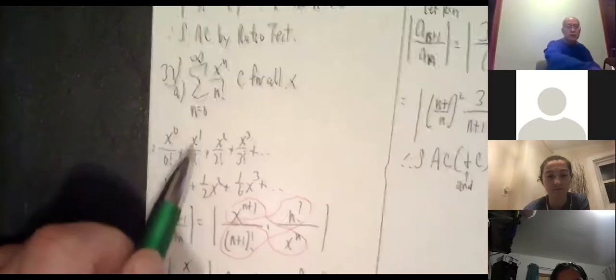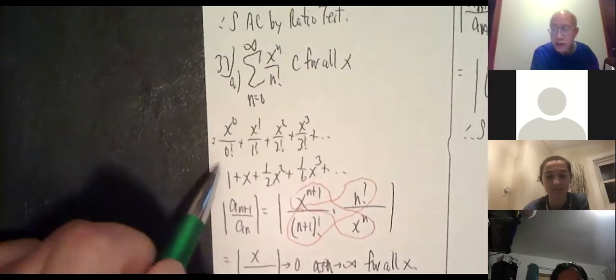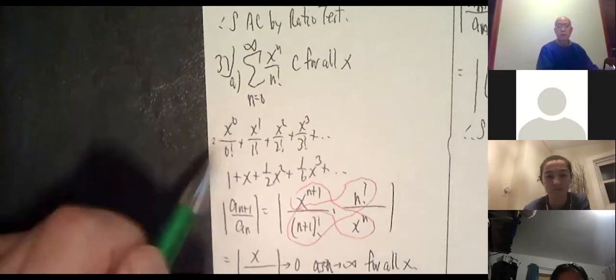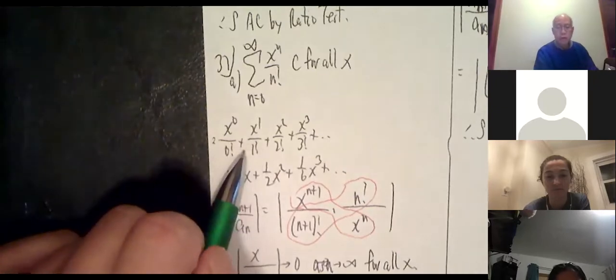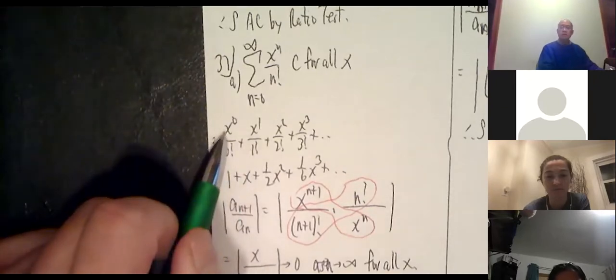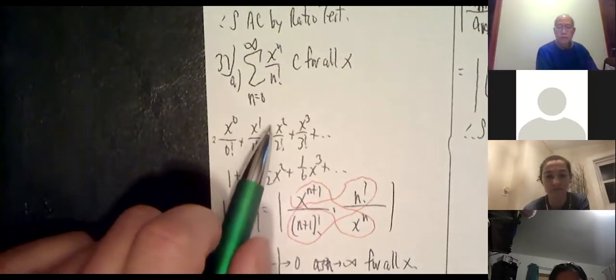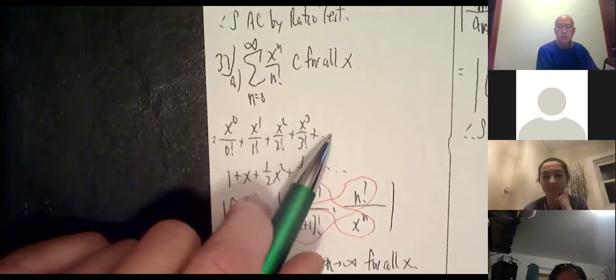By the way, we want to see what this looks like. It's x to the 0 over 0 factorial. 0 factorial is defined to be 1, not 0. 0 factorial is 1 by definition. It's actually a very good definition in many instances, but for now, just take it as definition. 1 factorial is also 1. This looks like x to the 0 over 0 factorial plus x to the 1 over 1 factorial plus x squared over 2 factorial plus x cubed over 3 factorial and so on.